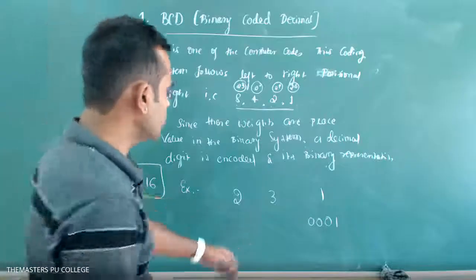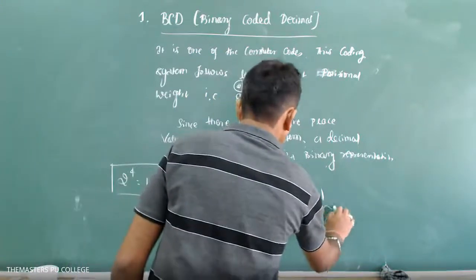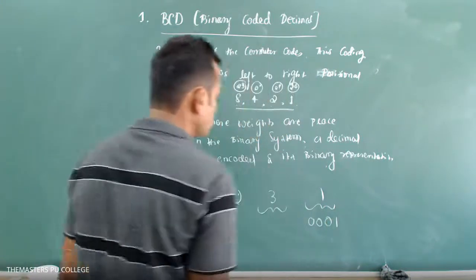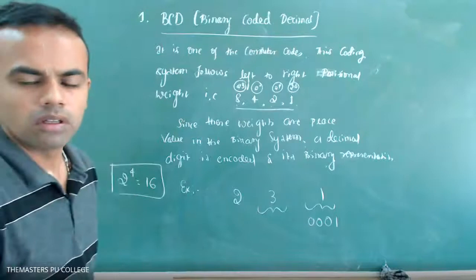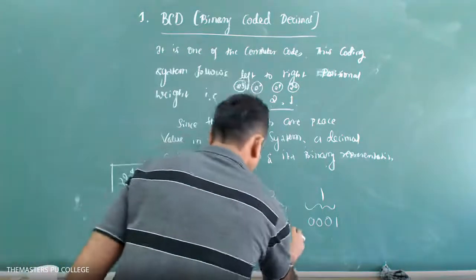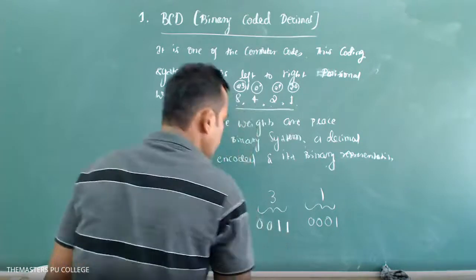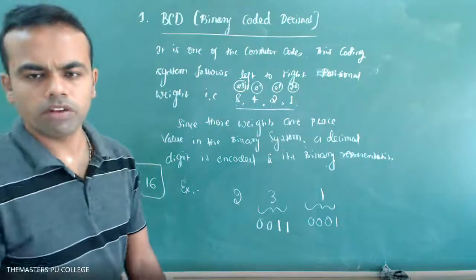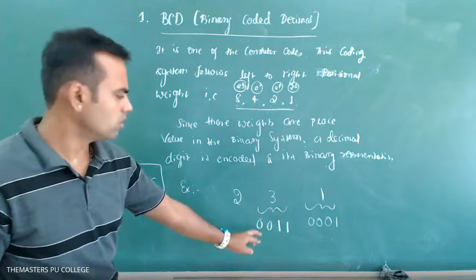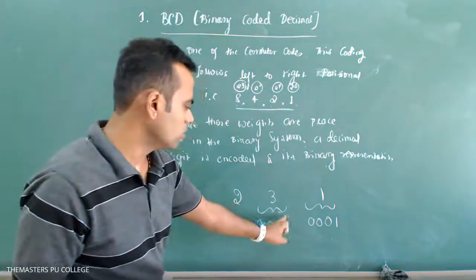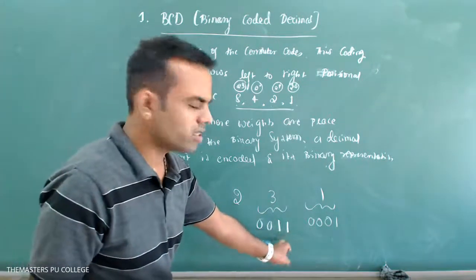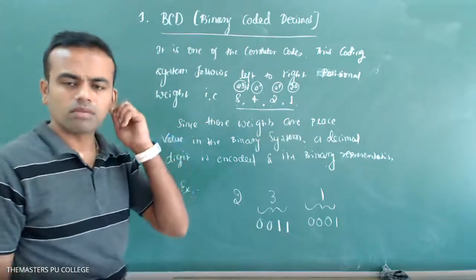Okay, so how do we write this? This will be written like this. How will the 3 be written? 1, 1, 0, 0, right? 3 will be written like this. 2 power 0 is 1, 2 power 1 is 2, 2 plus 1 is 3. Correct? Are you getting my point?